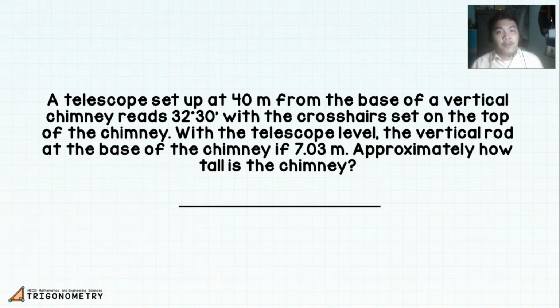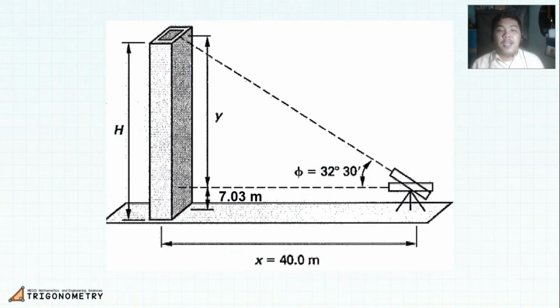For this problem, we are trying to look for the overall height of the chimney. We can better visualize it by having a diagram. In our diagram, we have h as the overall height of the chimney. We have a telescope set 40 meters from the chimney, inclined to 32 degrees and 30 minutes, which is equivalent to 32.5 degrees, and the height of the telescope, which is 7.03.